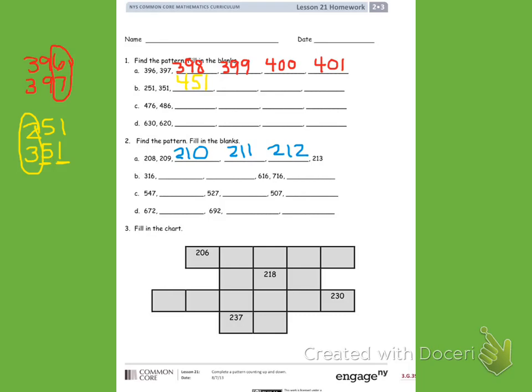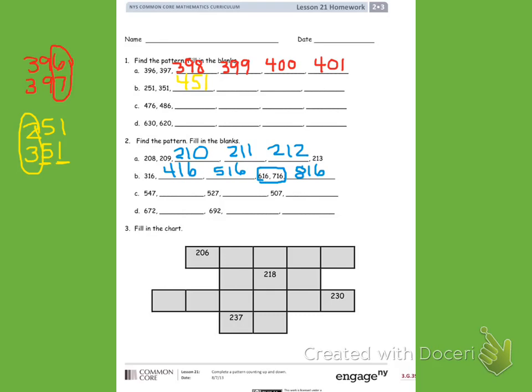Item B does not have two numbers at the beginning that are right next to each other to compare. So I'll go down further and look at these two numbers here. 616 and 716 have the number in the hundreds place that is changed. So I'll go ahead and count up 616, 716, 816. Now I'll count back 816, 716, 616, 516, 416, 316.